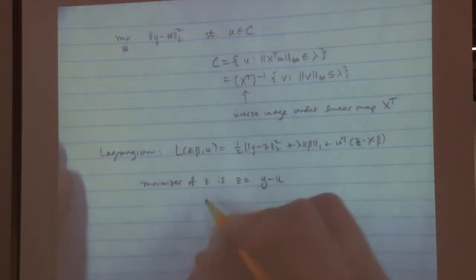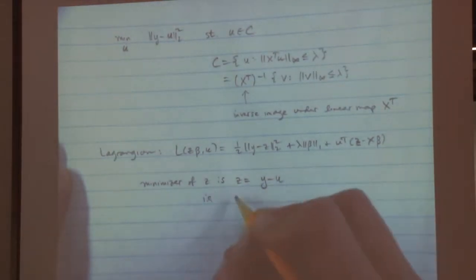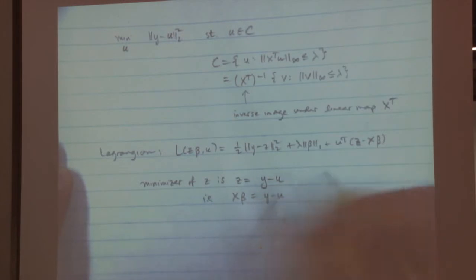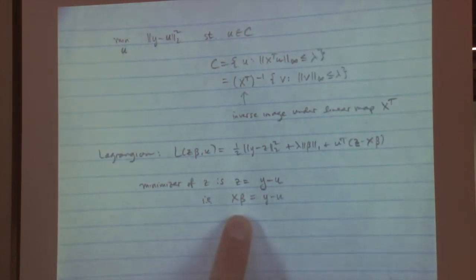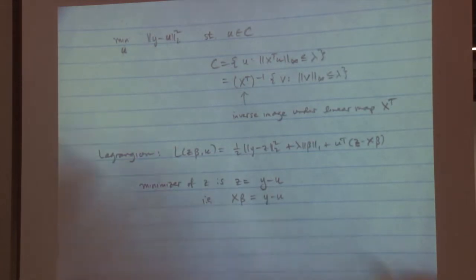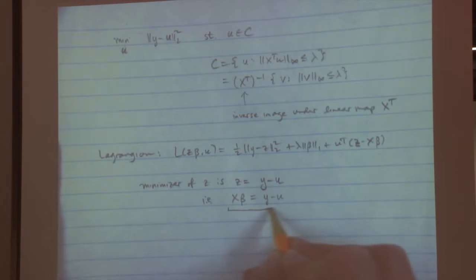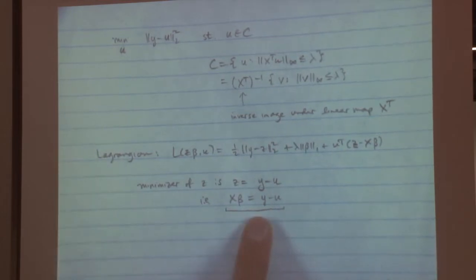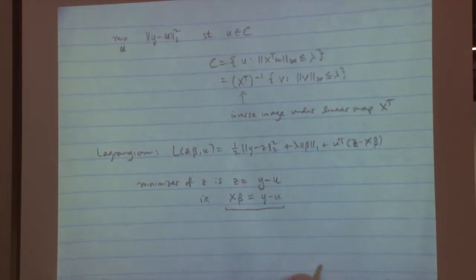At optimality, though, z and x beta are the same, right? So that's the same thing as saying that x beta is y minus u. Because at the solution, these two are the same. It's the constraint we introduced. So therefore, the Lasso fit, the fitted value from the Lasso, is given by the residual in the dual. There you have it. That's the characterization for the Lasso fit, the prediction we'd make in terms of the dual solution.